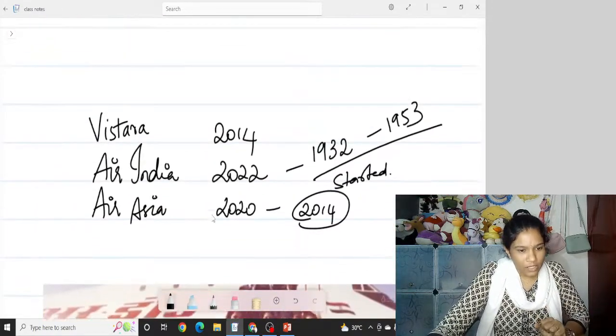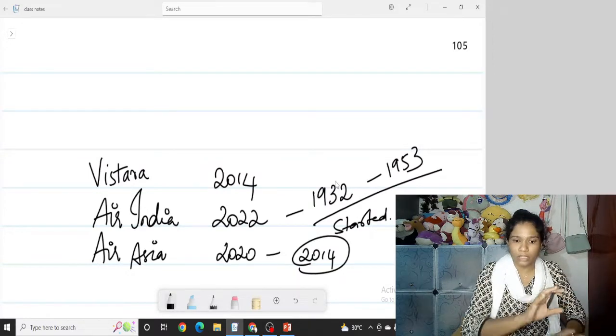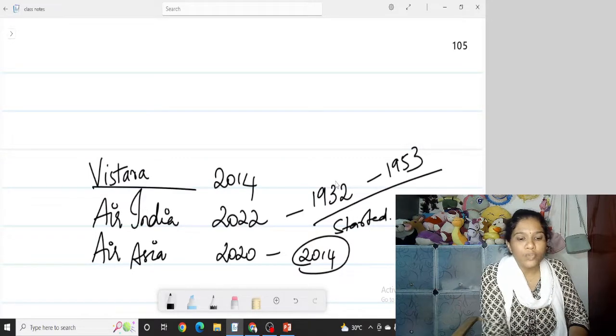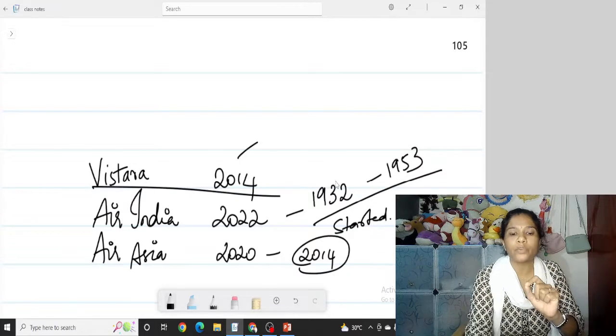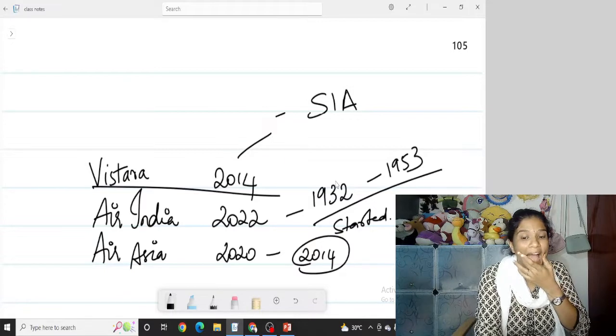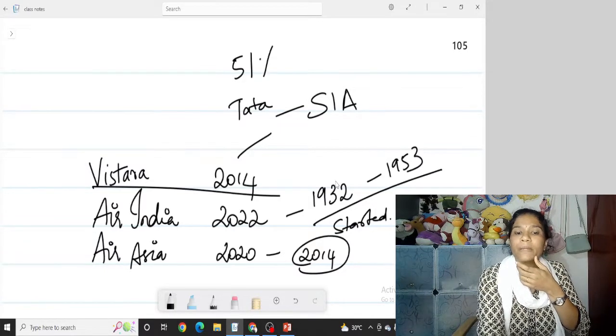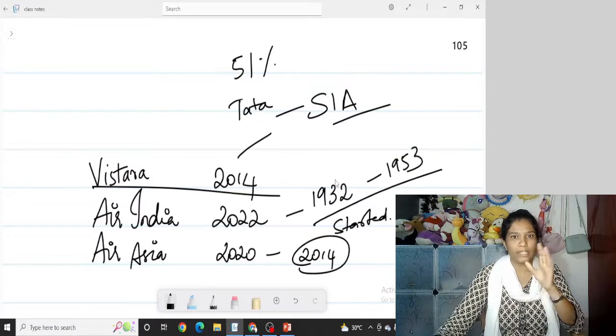Okay, anyways, see here, Vistara was launched in the year 2014. I wrote this before the start of the class, so you don't have to worry. Vistara was launched in 2014 and it was co-founded by Singapore Airlines, SIA, and Tata Group. Tata Group has 51 percent, and the balance is held by Singapore Airlines.